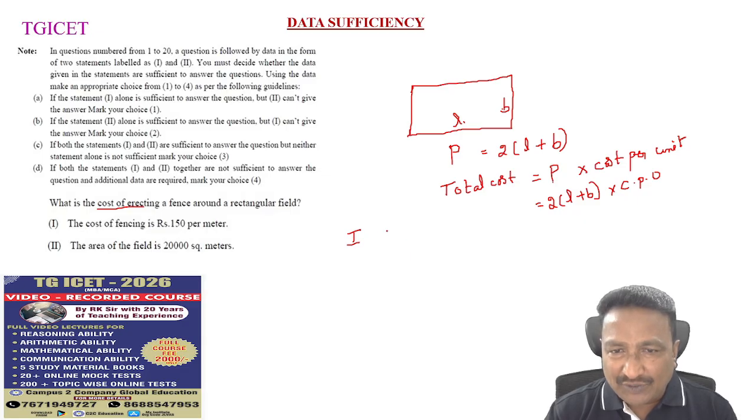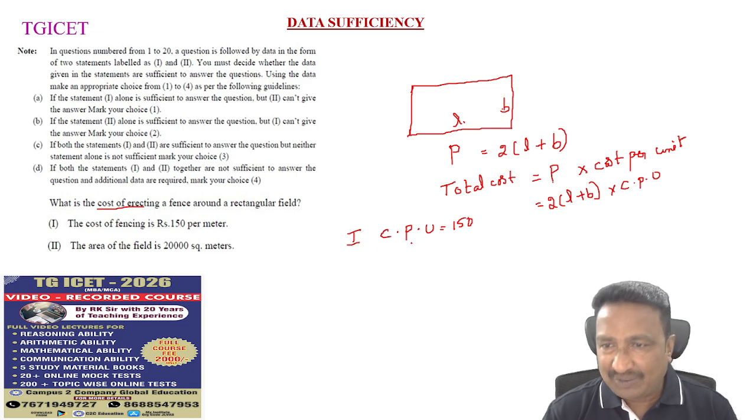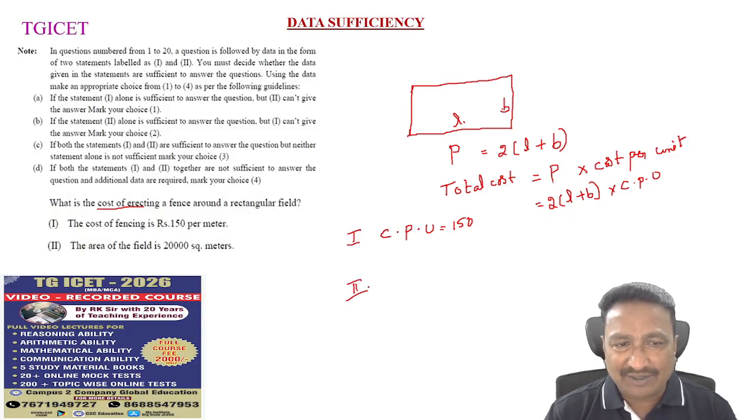So according to first statement, they gave cost per unit, that is 150 rupees per meter. But according to first statement, we cannot find the answer. Why? Because we don't know the length value and we don't know the breadth value. So once we don't know the length and breadth, by using only cost per unit, you cannot find the total cost, because the total cost is perimeter into cost per unit. So first statement is not sufficient. We can rule out.